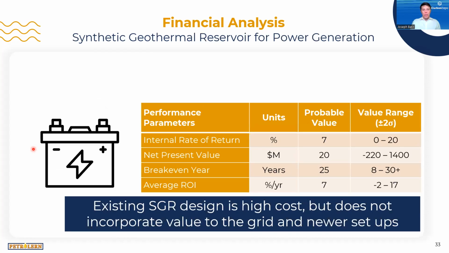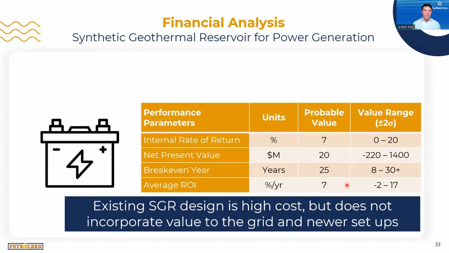Now, the last financial analysis to give a rundown on is the synthetic geothermal reservoir. And this is why I included that snippet of what it is and why. Here you're looking at a similar payback or a similar IRR of about 7%, varying from 0 to 20. Your net present value, though, is higher, potentially around 20 million. Value ranges do vary. They could be negative up to very positive. Your break-even year is still about the same, about 25 years. And then your average ROI is about 7%.